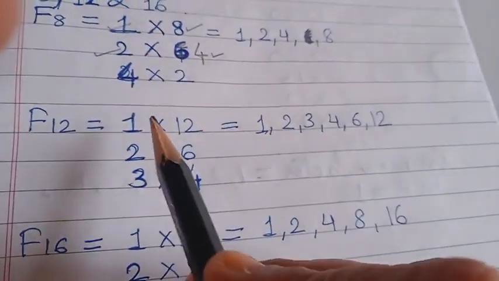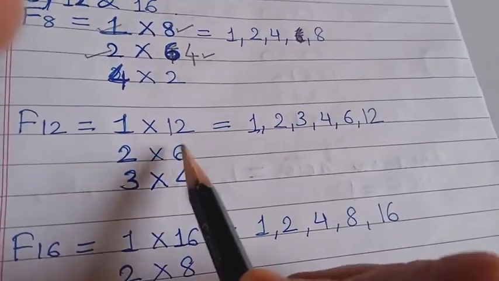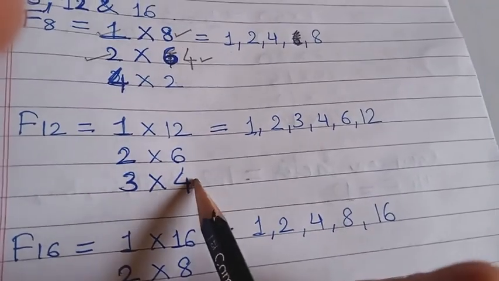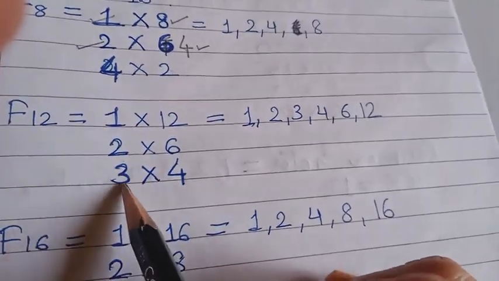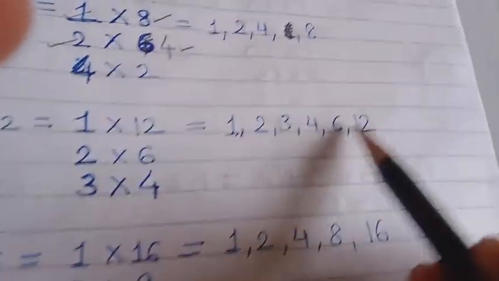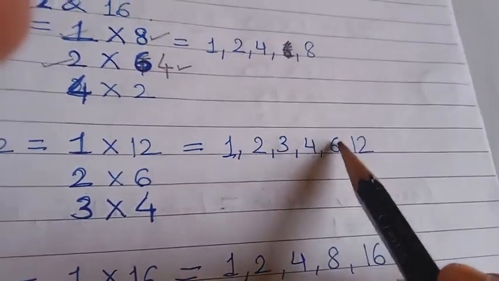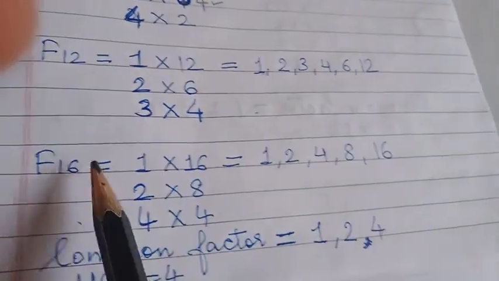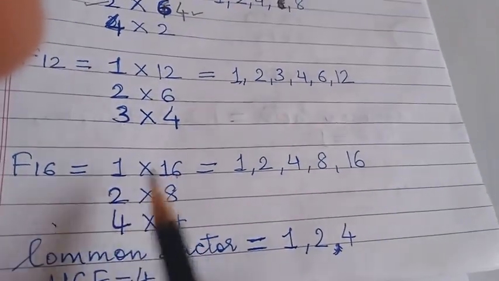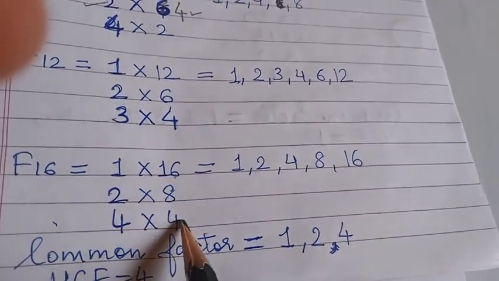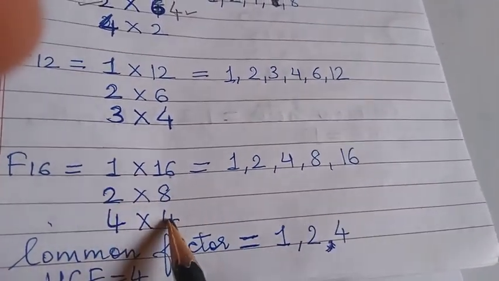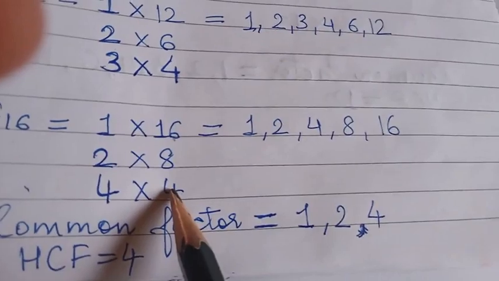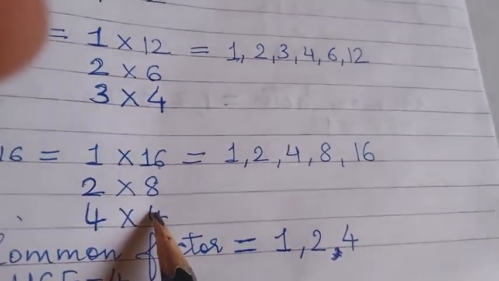Here, factors of 12: 1 12 is 12, 2 6s are 12, 3 4s are 12. So 1, 2, 3, 4, 6 and 12. Factors of 16: 1 16 is 16, 2 8s are 16, 4 4s are 16. So 1, 2, 4, 8 and 16. 4 is repeated, but we should not take it twice. We should take it only once.